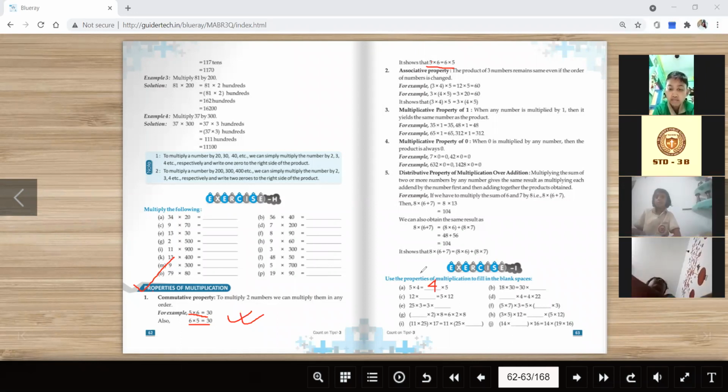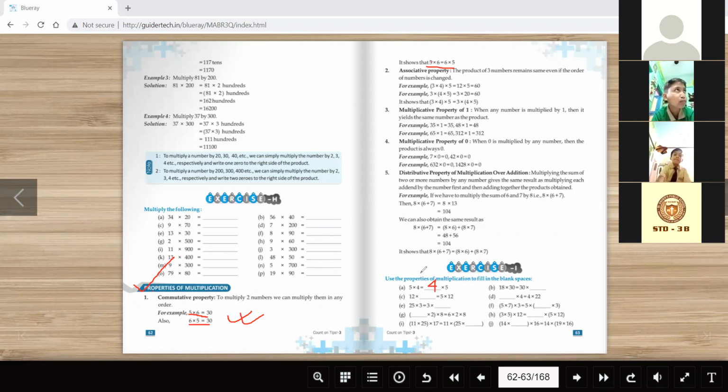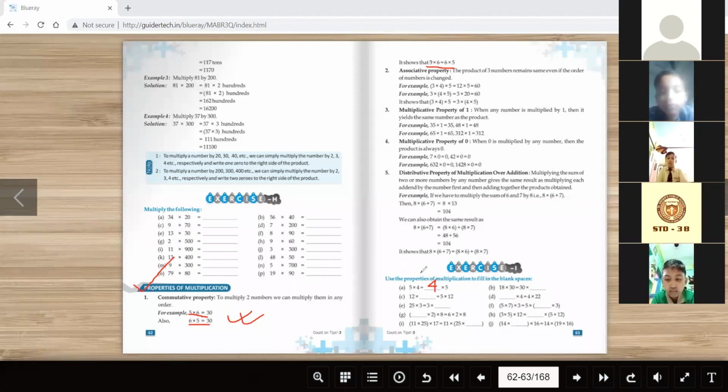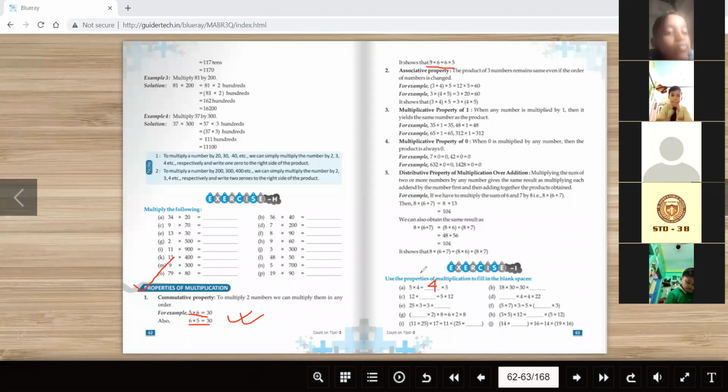Yes, Munir. Ma'am, do we write in the copy or the book? Today you can do it in the book also, no problem. All the exercises, all of you do it in the book, because every exercise is very short, so that we can complete it very soon.